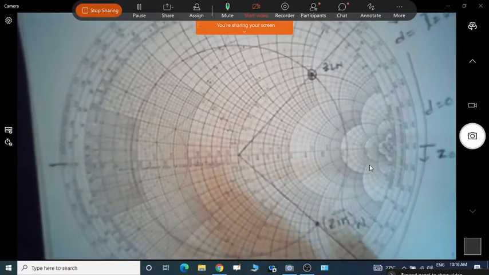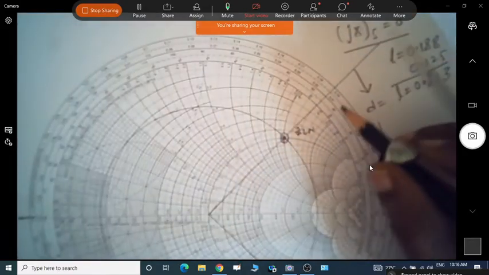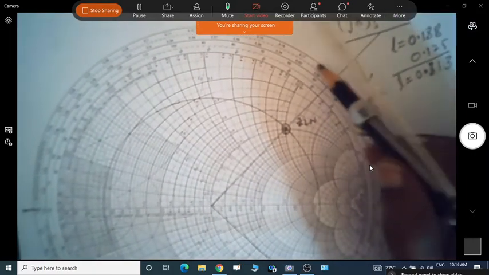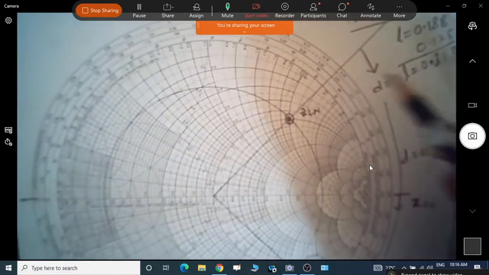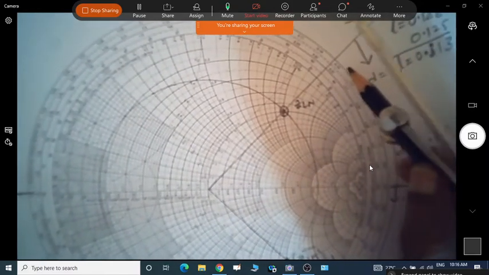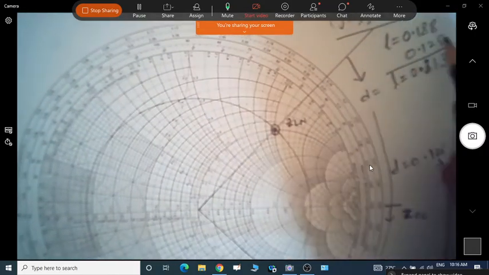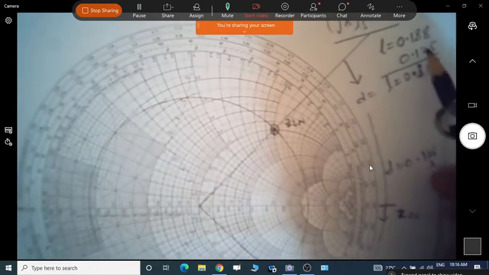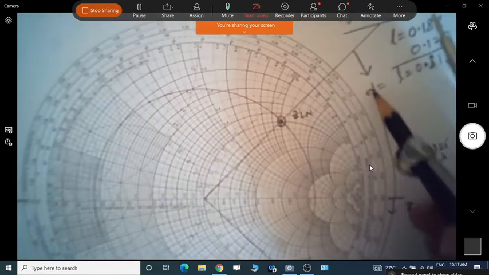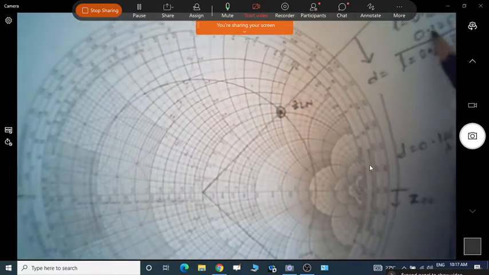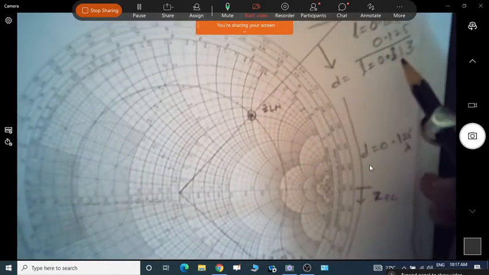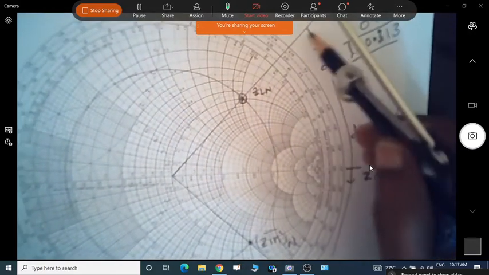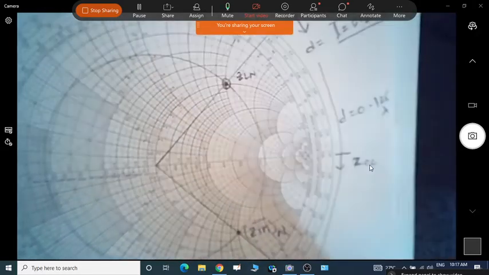Once you draw the VSWR circle, locate the value at the outermost circle, in order to add the distance to that point. At this point we have 0.188. Now we have to add the distance from the load, that is 0.125. Once we add that, we will get the final value. After adding, locate that final value.